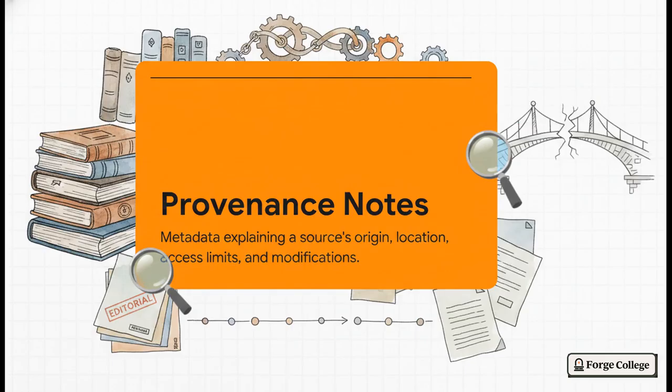Listen, provenance is your ultimate stress test. It dictates exactly how much weight a load-bearing claim can actually hold. It's the metadata that explains where a source originated, its archival location, any access limitations, and potential modifications. Say you found a scanned copy of an old document. You absolutely must note if it has an editorial watermark or if it looks like pages are missing. Total transparency is everything when evaluating your materials.